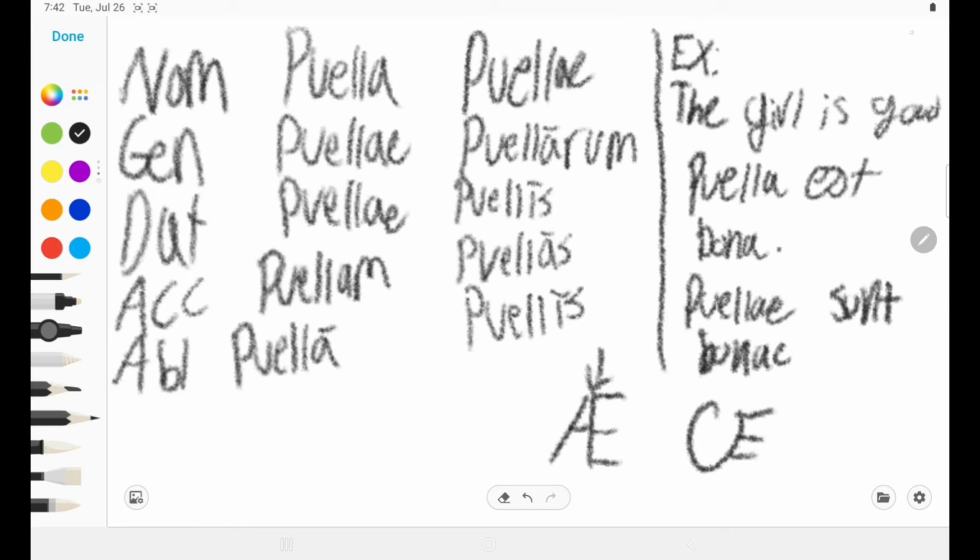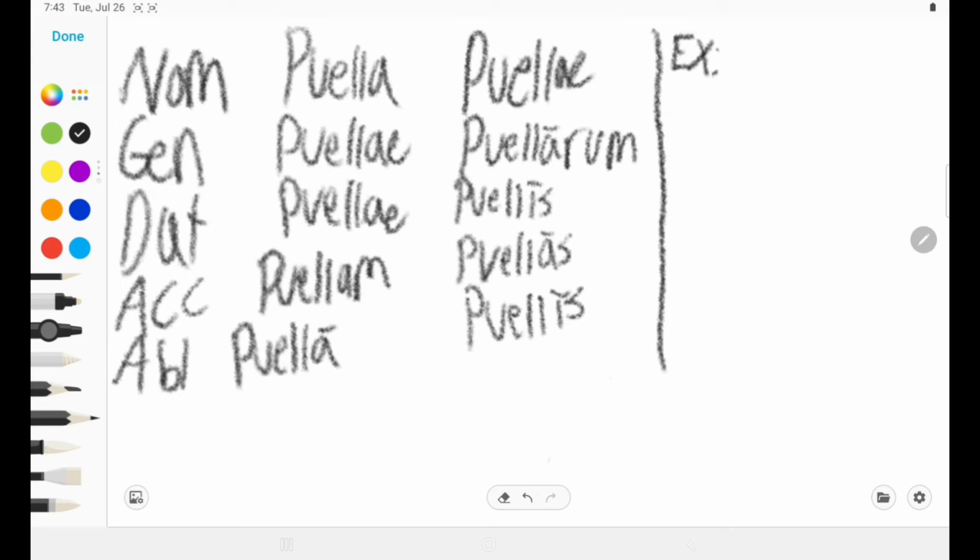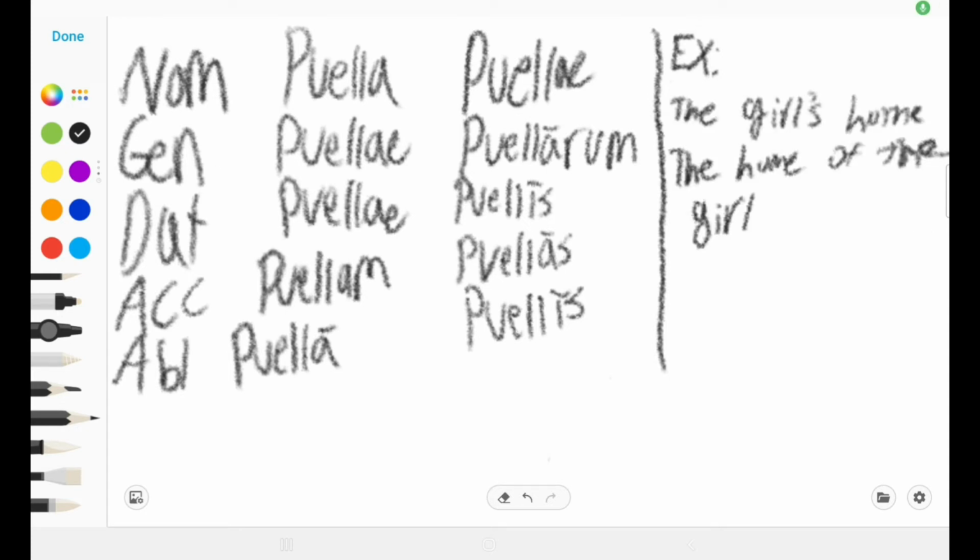So that's pretty interesting. Next up, we got genitive, or G-E-N. The genitive case shows possession. So how do we show possession in English? Well, we normally use an apostrophe S. So for example, the girl's home. Whose home is it? It's the girl's. And we can also just simply say the home of the girl. Now, when you're translating the genitive case, I would 100% recommend you use the home of the girl translation, because it makes it a lot easier.